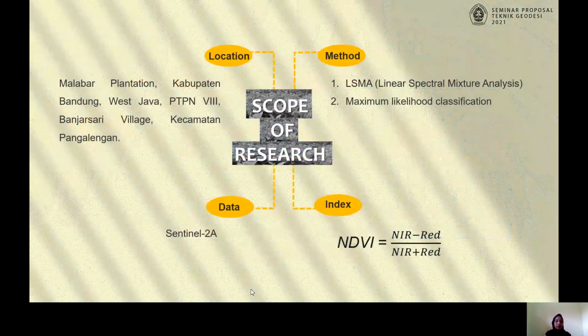Next, I will explain to you about the scope of the research. In this research location in Malabar Plain Station, methods used are linear spectral mixture analysis and maximum likelihood classification. Data used is Sentinel-2A, and then the vegetation index used is NDVI, normalized difference vegetation index. Why do I use NDVI as the vegetation index? Because NDVI is the best vegetation index to detect vegetation. NDVI can display parameters related to vegetation such as green leaf biomass, area of green foliage value that can be used as a reference of vegetation barriers.